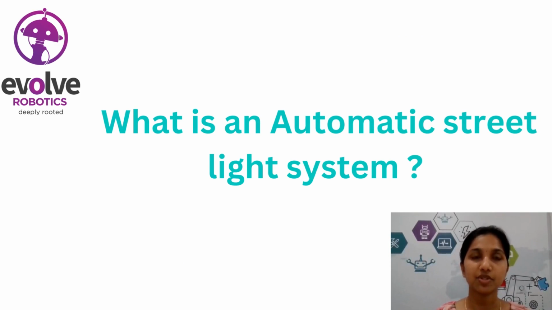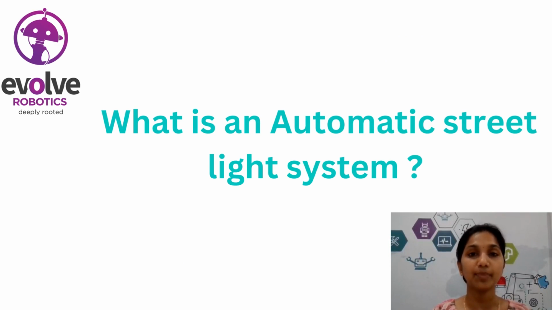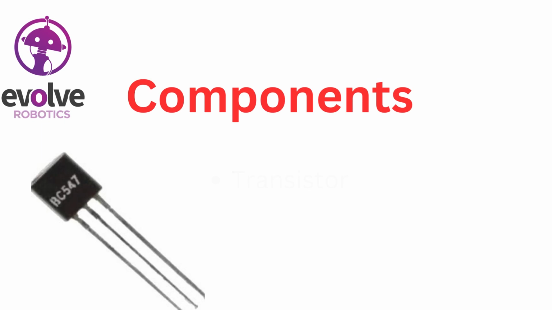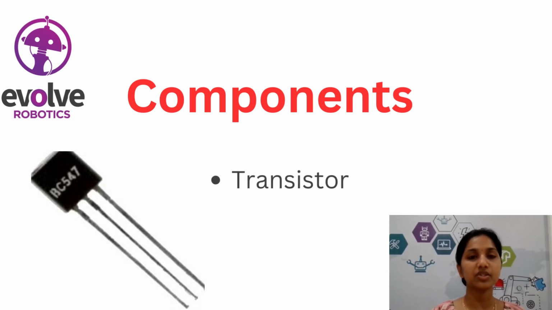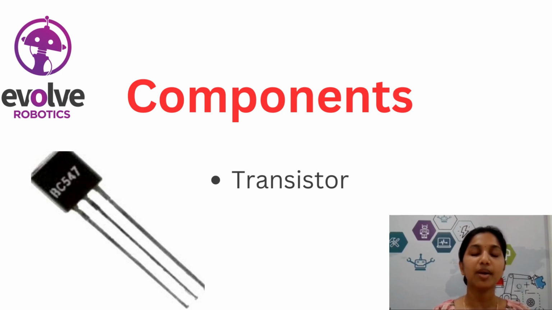During the daytime, when the sunrise happens, the street lights automatically turn off, and after the sunset, when there is no light, the street lights automatically turn on. So that is actually an automatic street light system. Now I'm going to develop and design a simple automatic street light system using basic electronic components.